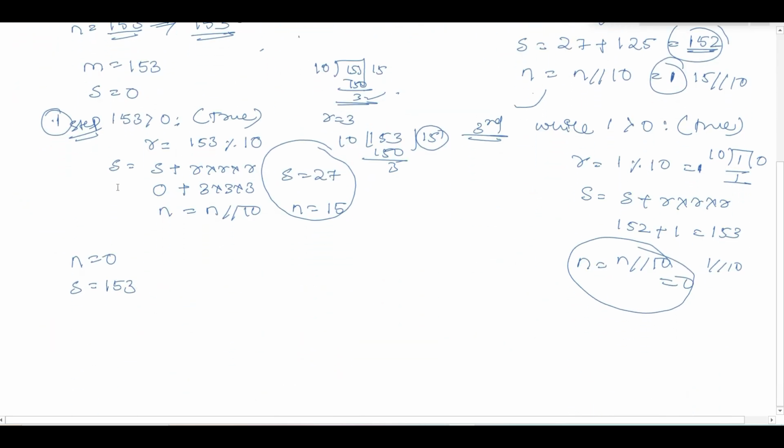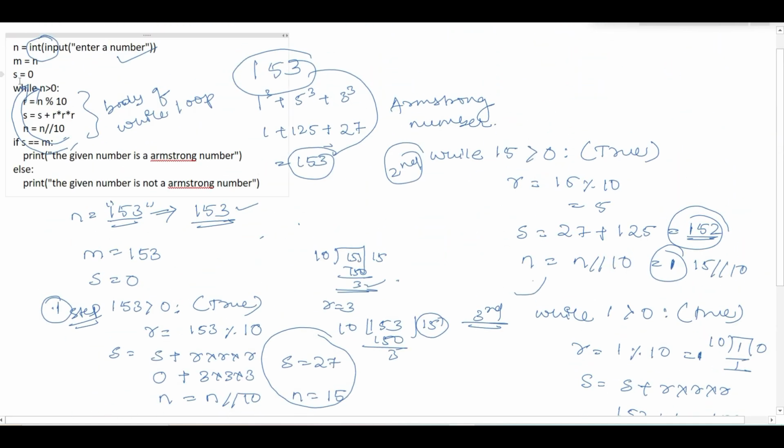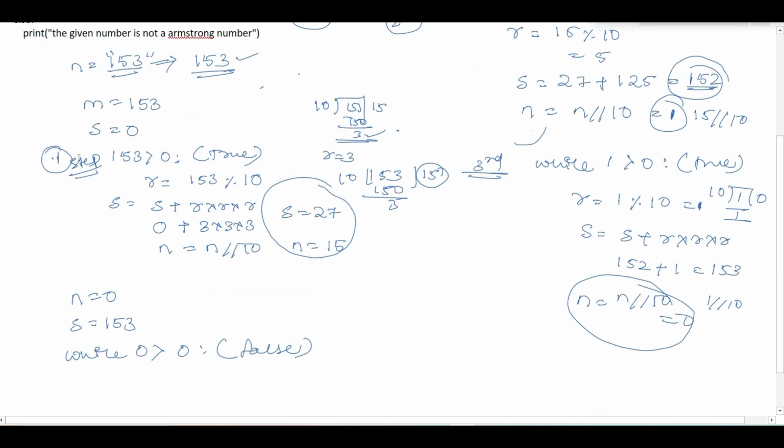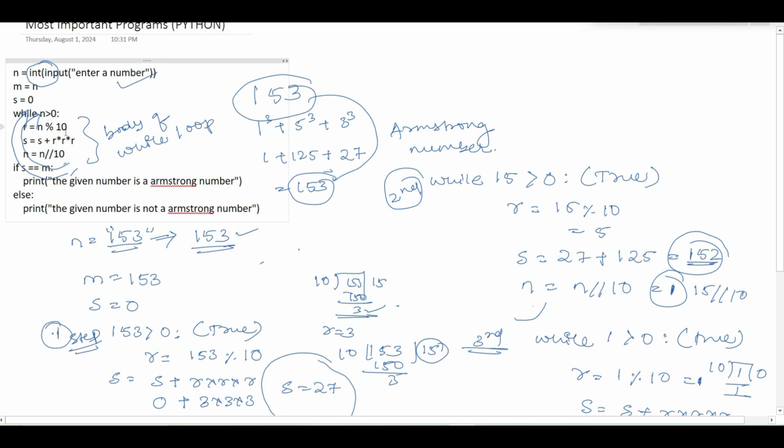So now when it tries to iterate once again, you can see that n is no longer greater than 0. So 0 is not greater than 0, right? This is false. So what happens now is it jumps into this if statement and checks the value. If s double equals m, so we have the value of s as 153 and the value of m is also 153. So this particular number is an Armstrong number.